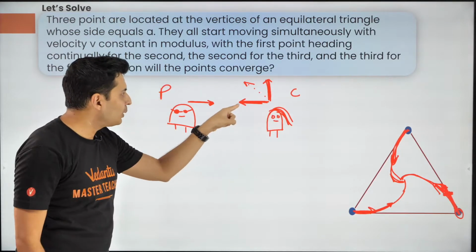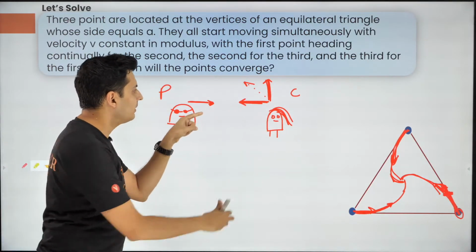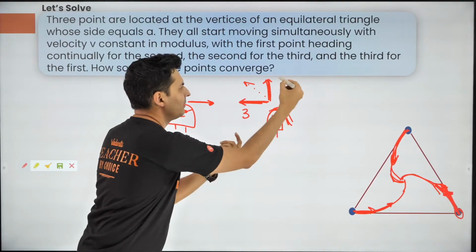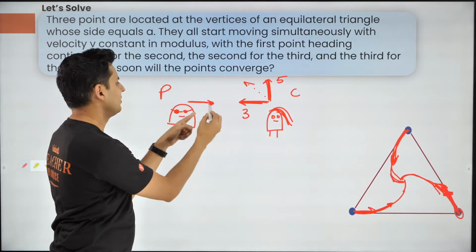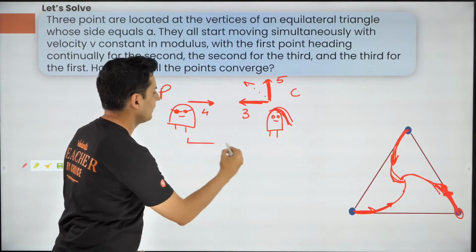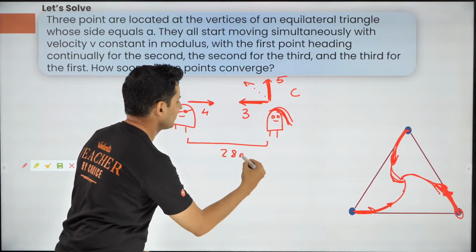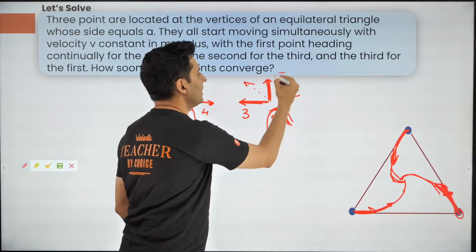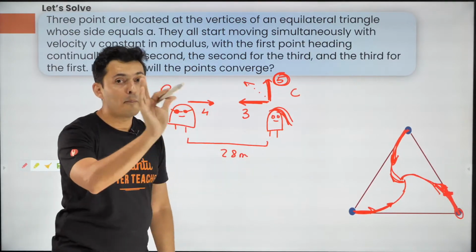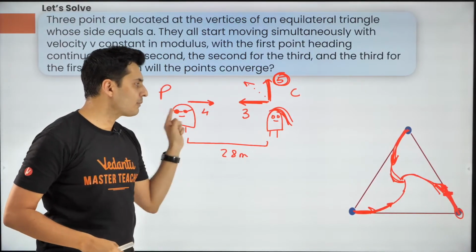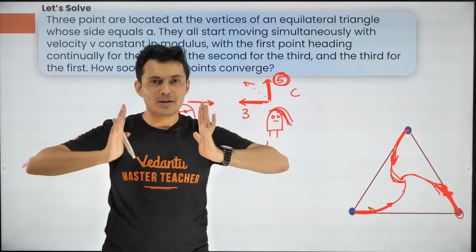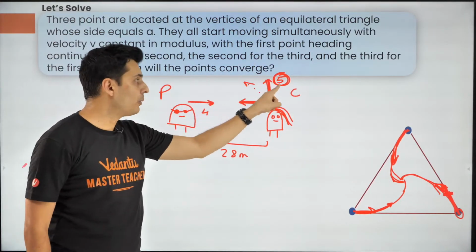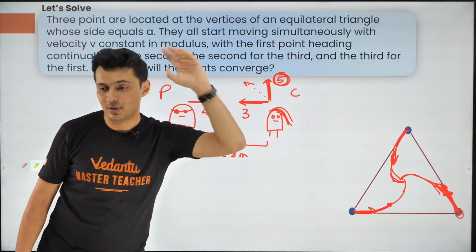And then I will only worry about this component. Maybe this component is 3, that component maybe is 5, and Pandu's velocity is 4, and their distance is 28 meters. Think about it. Does this velocity 5 meters per second matter to bring Pandu and Champa closer? Is that component responsible or not responsible? What do you guys think?